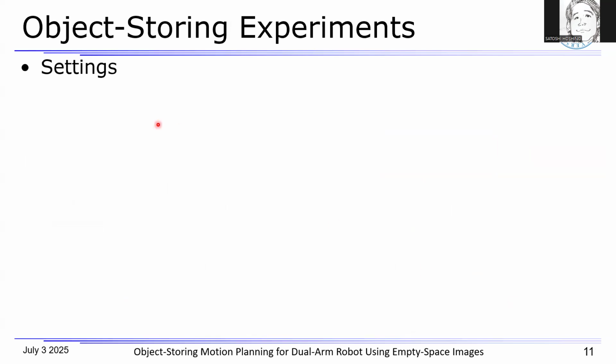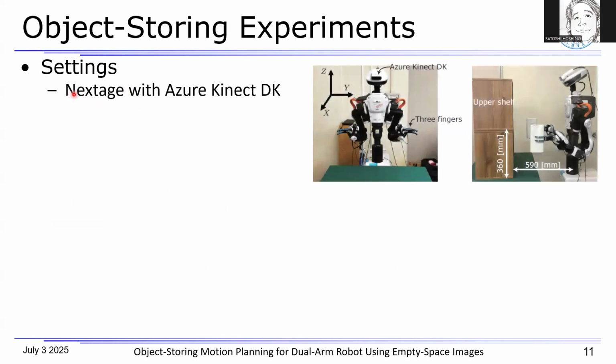Okay, in this experiment, the robot attempts to store objects into empty spaces in the shelf using the proposed empty space classifier and motion planner. And for this task, the robot Nextage, equipped with a Microsoft Azure Kinect DK, is used. This robot stores objects onto the upper shelf without partitions. Instead, a single object is placed in the shelf.